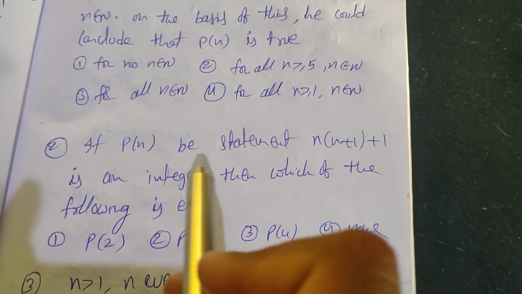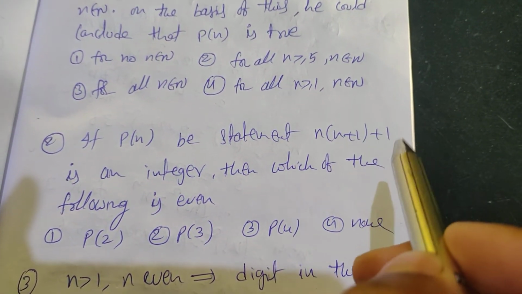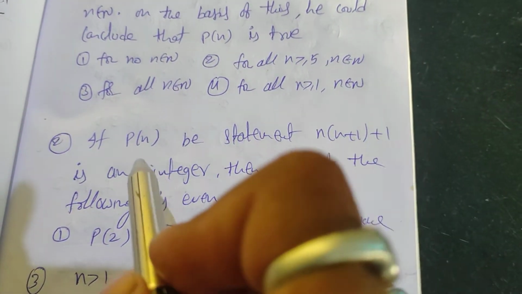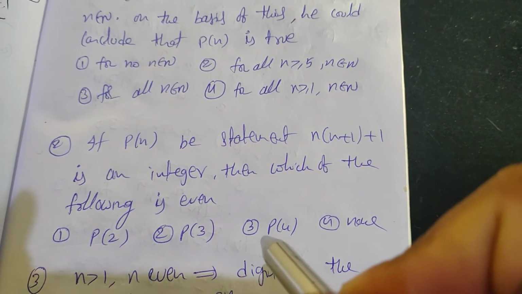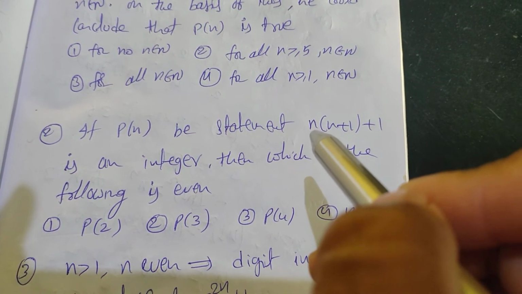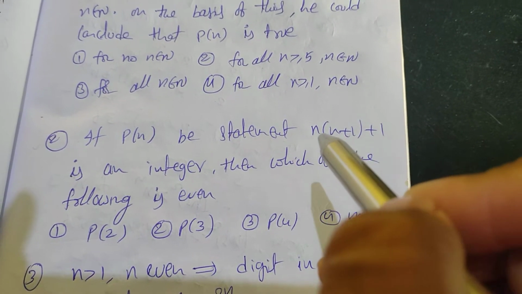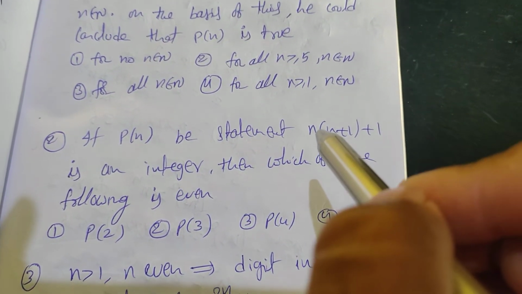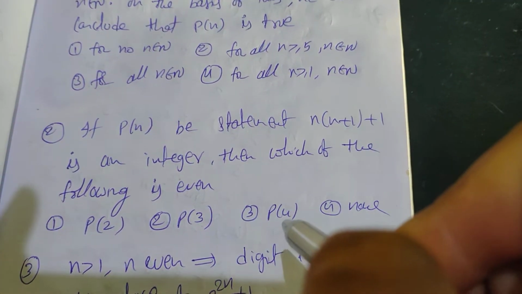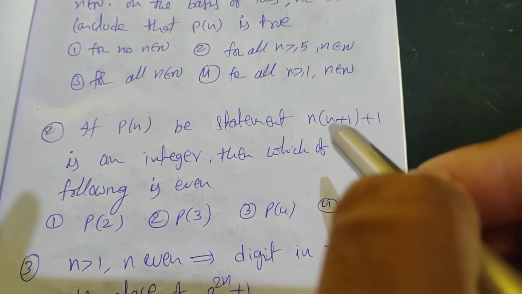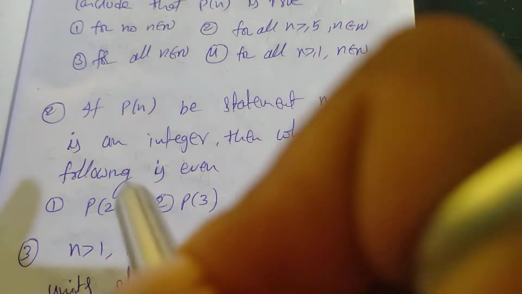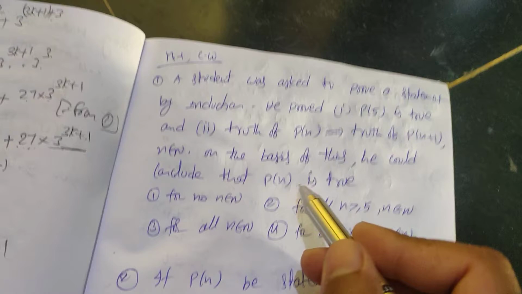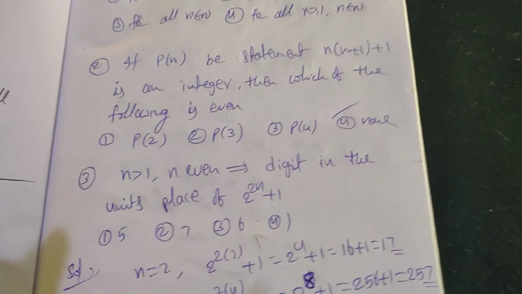Next question. If P(n) is the statement n(n+1)+1 is an integer, then which of the following is even? Even means even number. So P(2) is even, P(3) is even, P(4), or none. P(2): n equals 2, 2 into 2 plus 1, 2 threes are 6, plus 1, 7, odd number. P(3): 3 into 3 plus 1, 3 fours are 12, plus 1, odd number. And P(4): 4 into 5, 4 fives are 20, plus 1, odd number. So none of them is an even number here. Second question, fourth option. First question, second option.